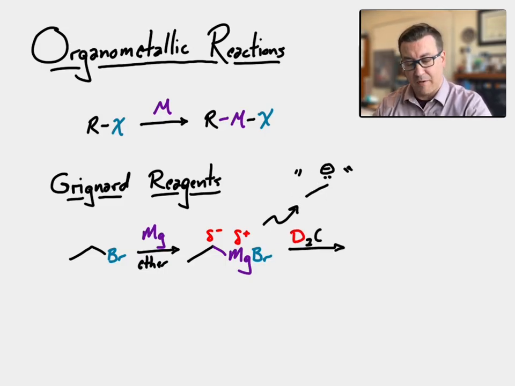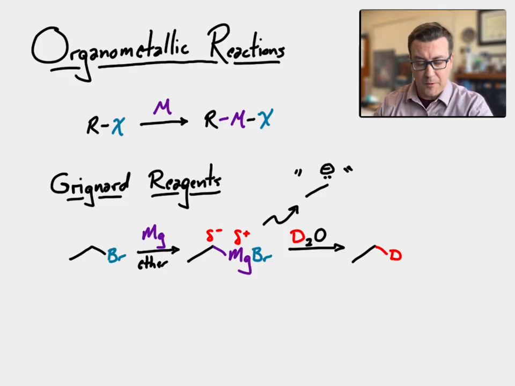Now, if you treat a Grignard reagent with water, or in this case, deuterated water, what's going to happen is it's simply going to do an acid-base reaction, and you're going to get a carbon-deuterium bond formed. So again, this acts as a base and deprotonates, or deuterates, the D2O. If you react this with an electrophile, this ends up being a very strong nucleophile.